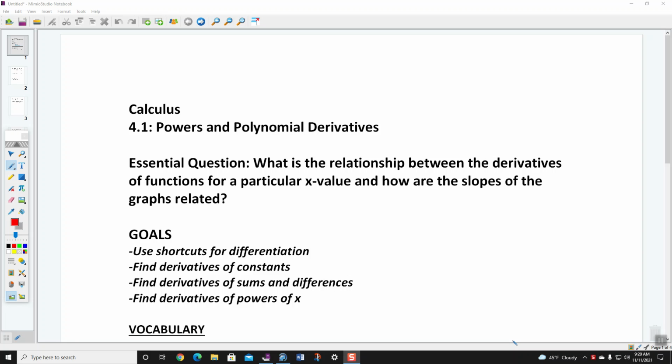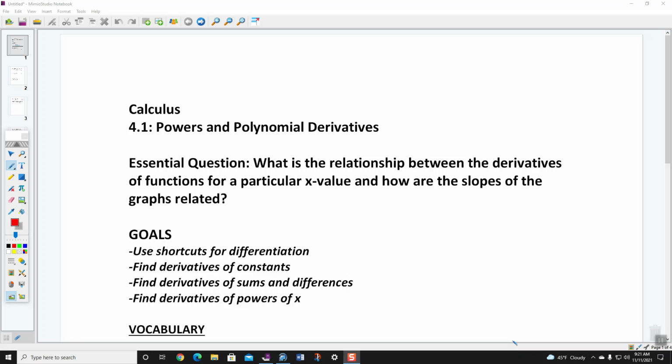All right? Guys, we've talked about derivatives being nothing more than a slope at a certain x value, right? We've talked about that a lot in chapter 2. So our goals today, we're going to start looking at using shortcuts for differentiation. Guys, what's the derivative of a constant? If I say, what's the derivative of 6? 0, because if I graphed f of x equals 6, that'd be a horizontal line. That slope would be 0.